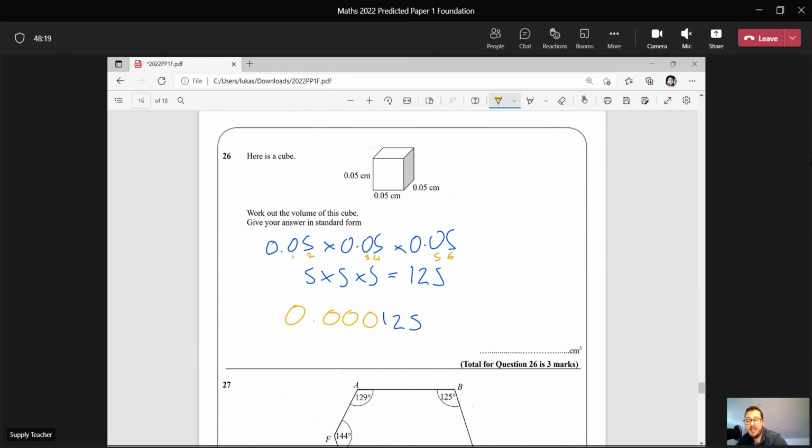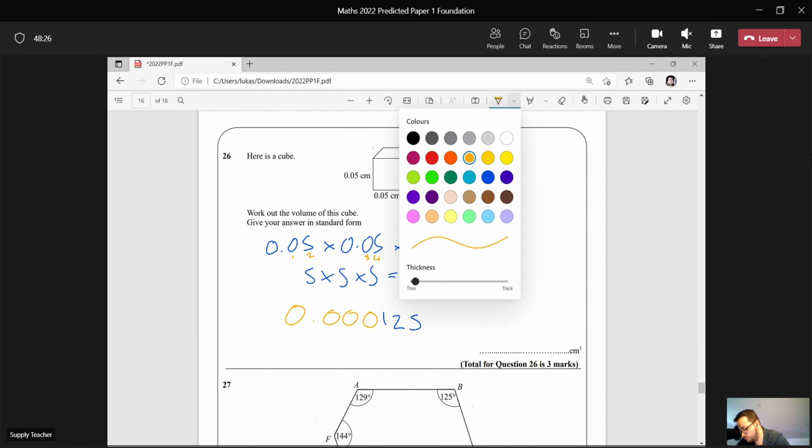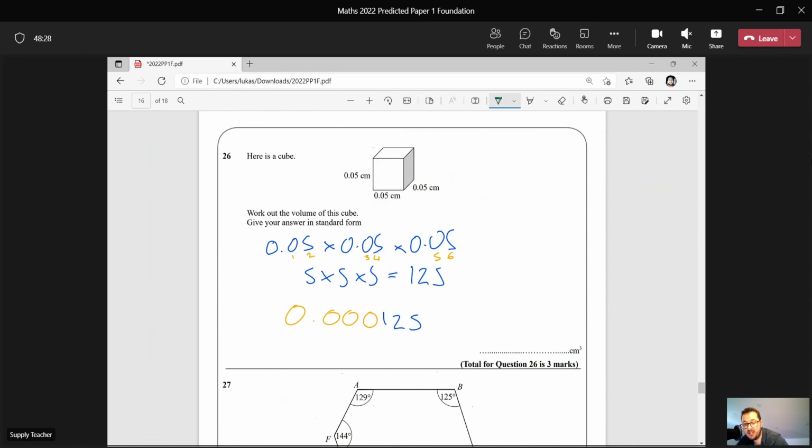Okay, and that's that. Now we want it as standard form. So for standard form, you always do a number times 10 to the power of something, and that number is always between 1 and 10. So where does my decimal point go? Well, if it went here, it'd be 12.5, so I don't want that. So I want it between the 1 and 2 to make it 1.25. So then I know that it's going to be 1.25 times 10 to the power of something.